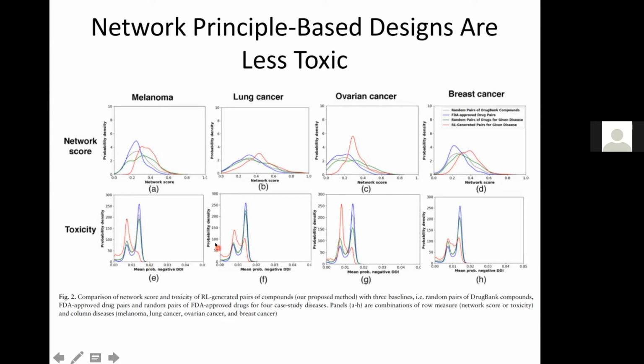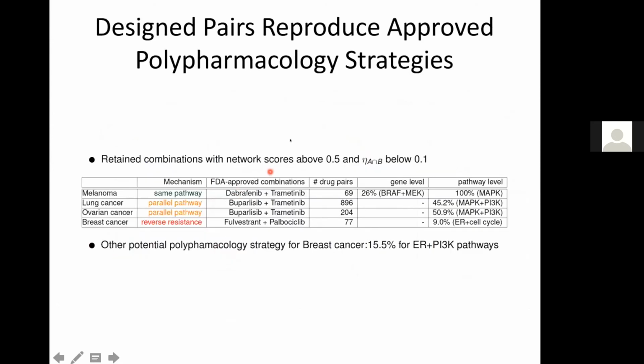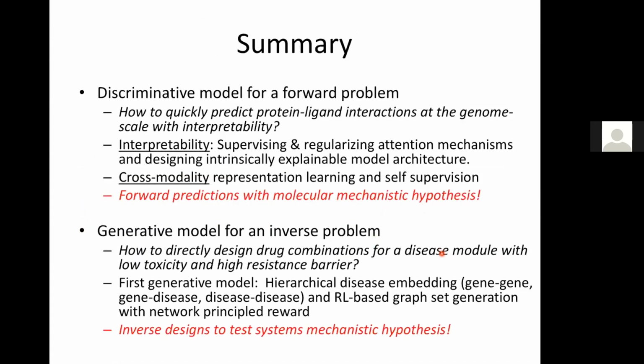And lastly, we can ask, what are the mechanisms of the designed pairs? We found that they actually more or less reproduce a big portion of them at the gene level or at the pathway level, more or less reproduce the FDA-approved polypharmacology strategies. And sometimes there are some potentially new strategies as well, but actually we checked this later on. This dual inhibition was already known as well for breast cancer. So that's already validated. So with this, I would conclude my talk.